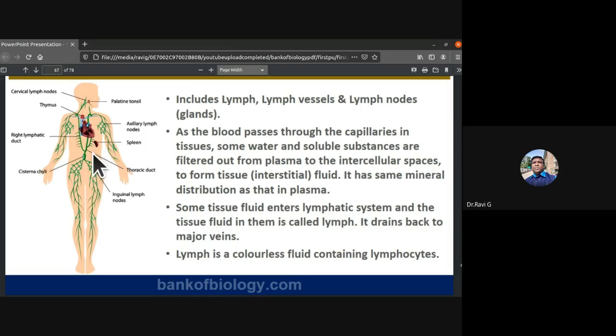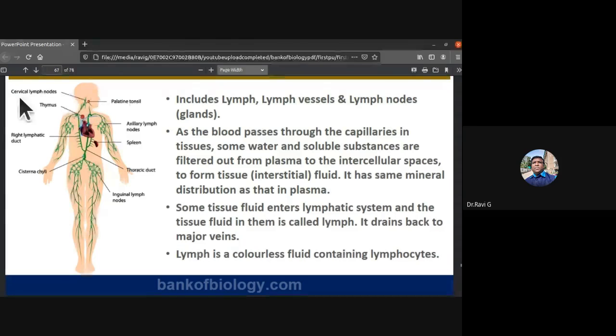Some of this tissue fluid enters the lymphatic system, and the tissue fluid in the lymphatic system, we call it lymph. So the tissue fluid is formed because of the diffusing of the plasma to the intercellular spaces. If this tissue fluid enters the lymphatic system, then it is called lymph. It drains back to the major veins. Lymph is a colorless fluid which contains lymphocytes.